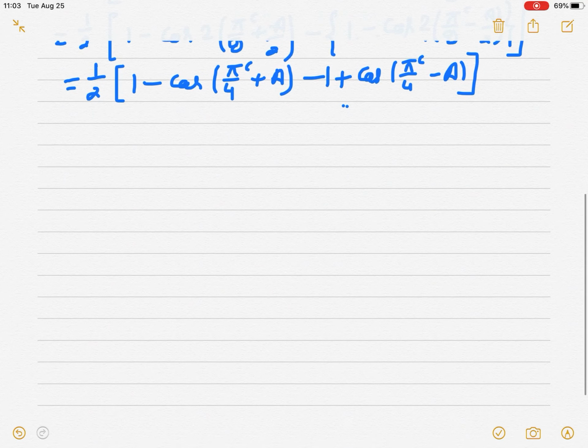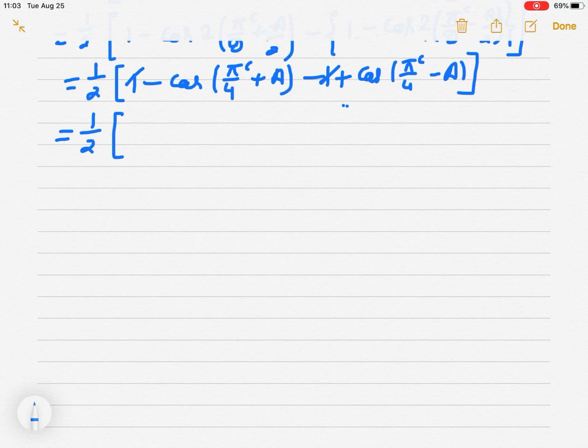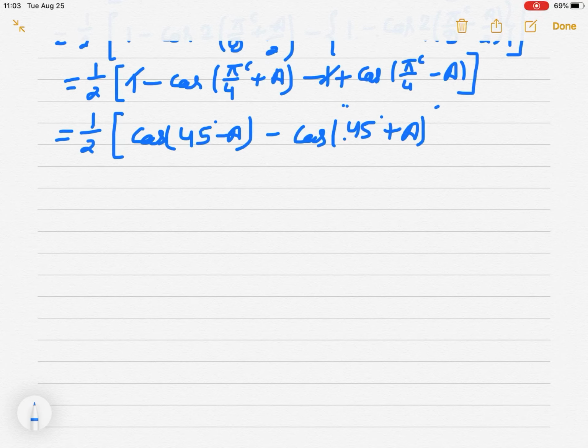So now let us do from here. This is equal to 1 by 2, which we can keep as it is, in brackets. This 1 and 1 we can cancel like this. So this plus 1 let us bring to the front side. So cos π/4, which is 45 degrees, minus A, and then minus cos π/4, which is 45 degrees, plus A. Now, cos (A − B) minus cos (A + B).